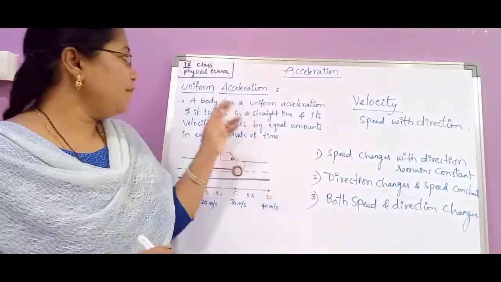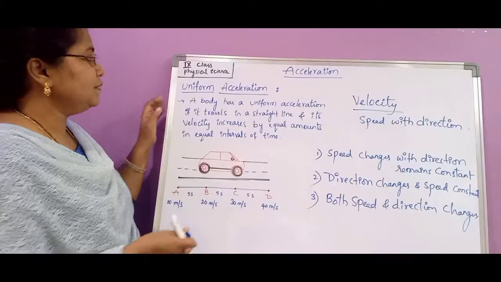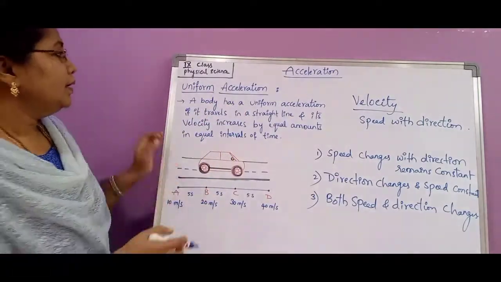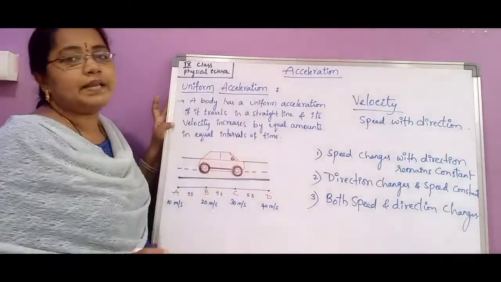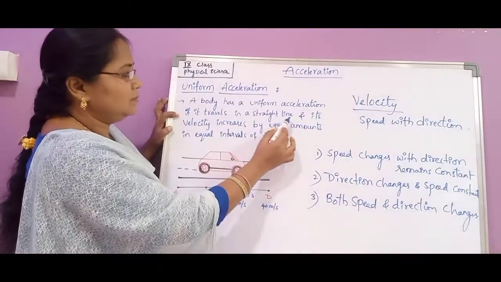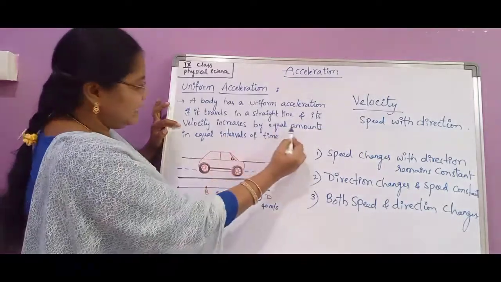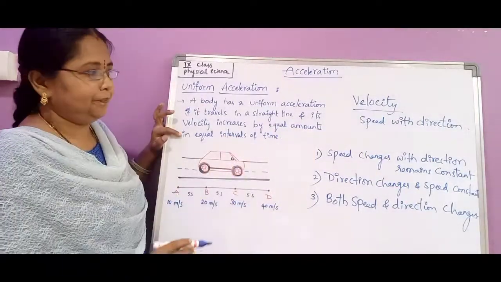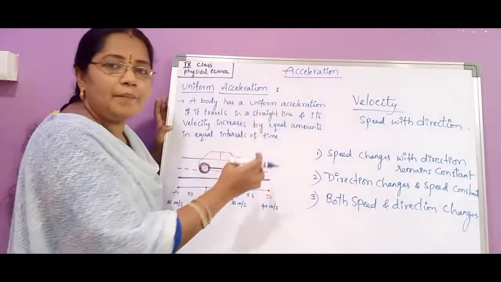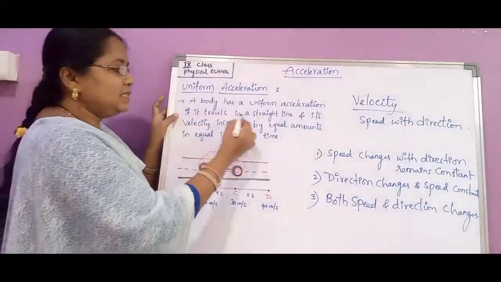We have uniform acceleration and non-uniform acceleration. Now we will see what is uniform acceleration. Here is the definition of uniform acceleration: a body has a uniform acceleration if it travels in a straight line and its velocity increases by equal amounts in equal intervals of time. A body is said to have uniform acceleration if it travels in a straight line.